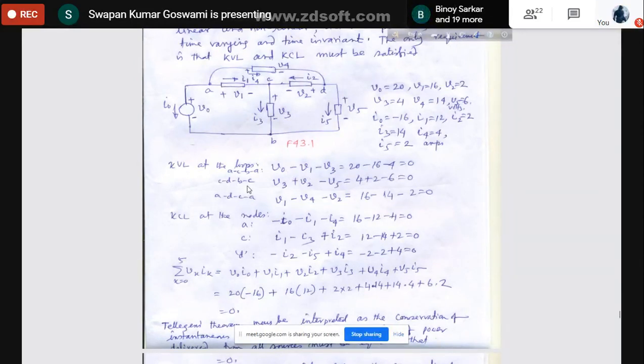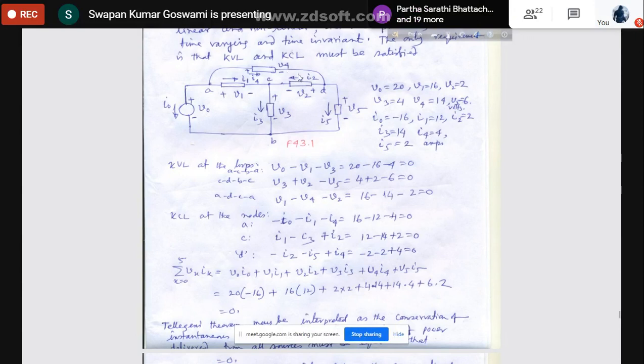Similarly, the loop CDBC, CD then BC. Here you can write V3, a rise in voltage, plus V2, a plus terminal is a rise in voltage, then minus V5. Closing the loop, the values are 4 plus 2 minus 6, that means 0 again. So for this loop also, the voltages are following Kirchhoff's voltage law.